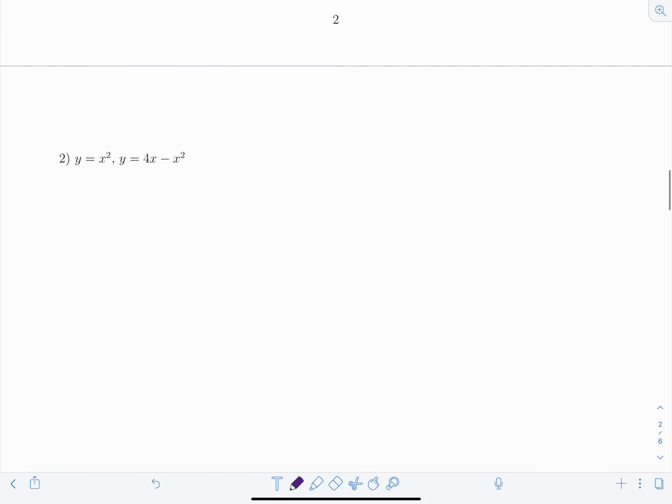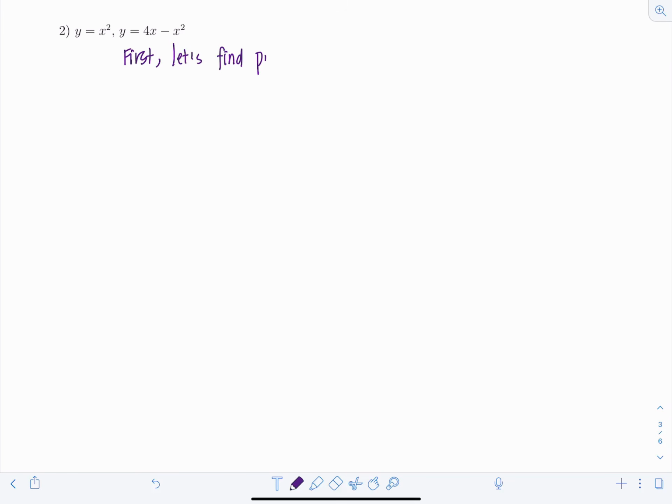So example 2, we want to find the area between the curves y equals x squared and y equals 4x minus x squared. Now, think about it. X squared, that's a parabola that's opening upwards. And then 4x minus x squared, that's a parabola that's opening downwards, right? And it's been shifted over to the right. So to begin, we need to find where they intersect. So first, let's find the points of intersection.